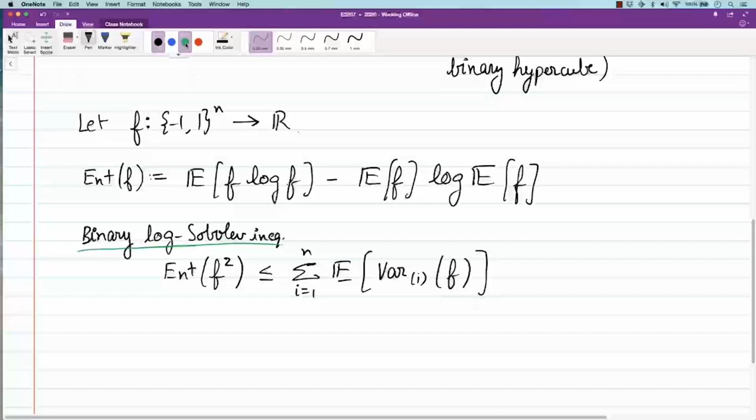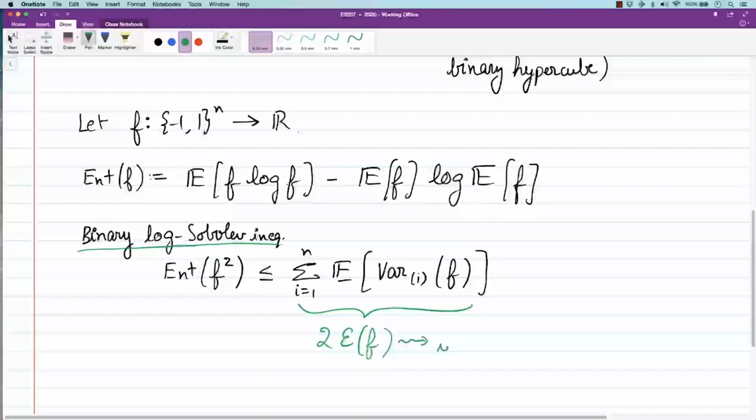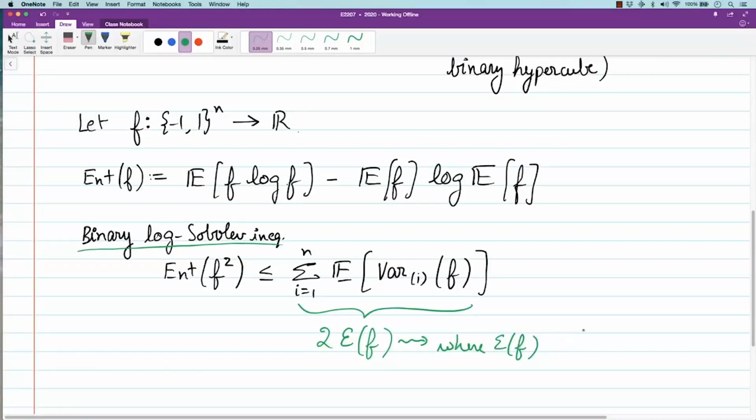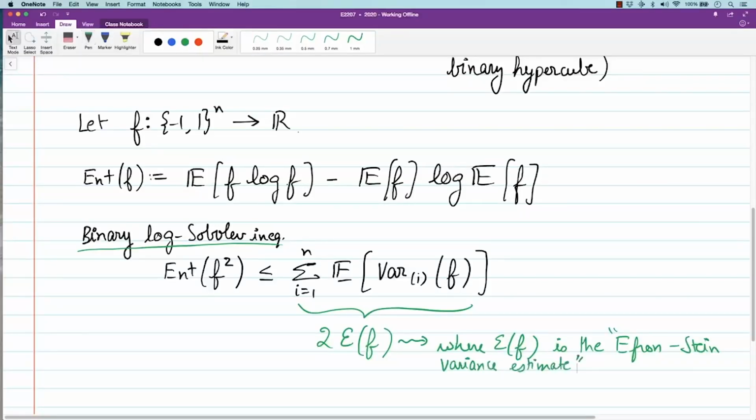We can name this quantity. This is 2 times E(f), where E(f) is sort of the energy, but we'll call it the Efron-Stein variance estimate. I'm just making this term up, not a very formal term. So this is basically the right side of the Efron-Stein inequality.